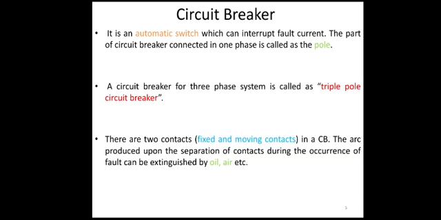And the circuit breaker which is used for the protection of a single phase system is known as a single pole circuit breaker. There are basically two contacts of a circuit breaker. The first one is a fixed contact and the another one is moving contact. The arc produced upon the separation of the contacts during the occurrence of fault can be extinguished or can be suppressed by using oil or air as medium. Whenever we used oil, the circuit breaker are known as oil circuit breaker, and whenever we use air as an extinguishing medium, these type of circuit breaker are known as air blast or air brake circuit breakers.